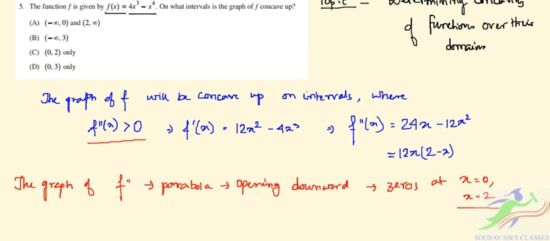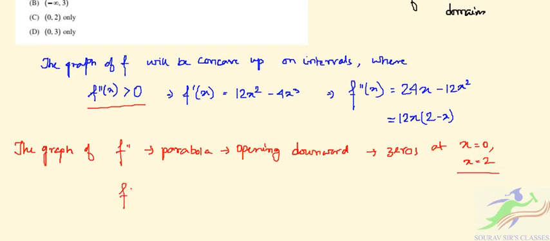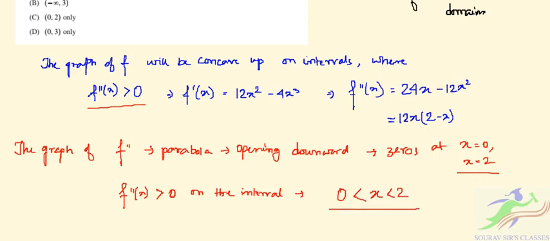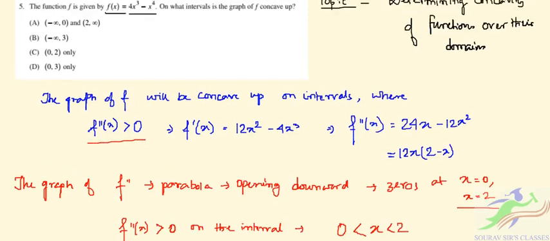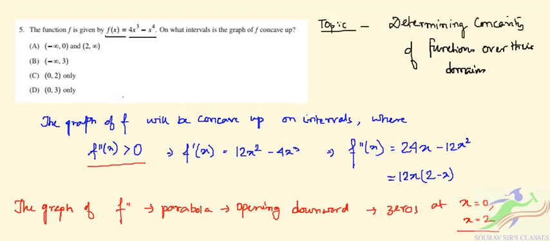So therefore f double prime of x, the double derivative, will be greater than 0 on which interval? On the interval between the two zeros, that is between 0 and 2. So this will be the interval in which the graph of f is concave up. So the correct option for question number 5 is C, (0, 2) only.